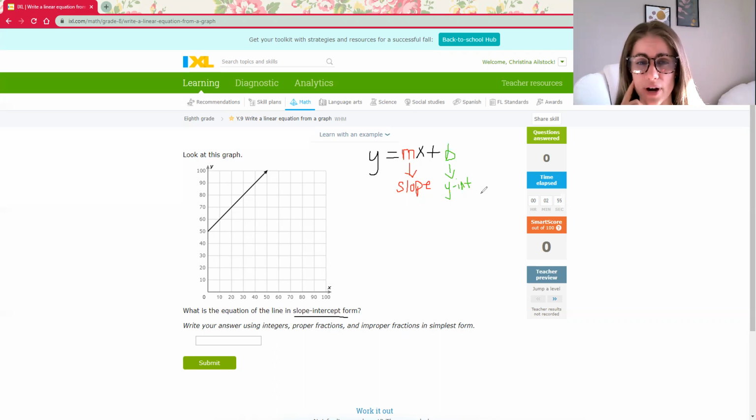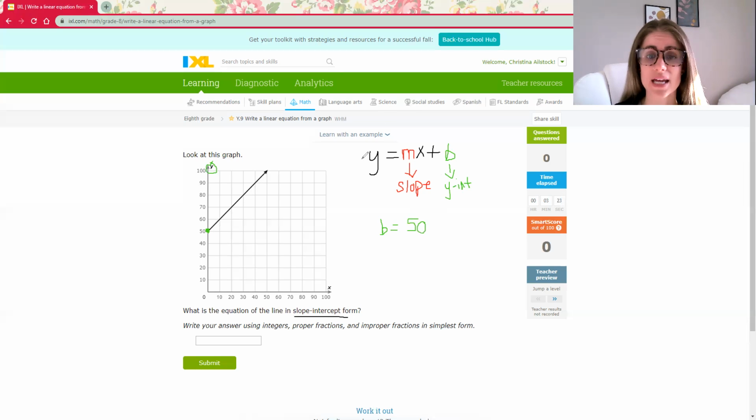Y-intercept, that's where the graph intercepts, where it crosses the y-axis. So right here we have the y-axis. So where does my graph intercept it? Ooh, this point right here at 50, which means our b, our y-intercept, is 50. All right, I'm halfway done. Now let's find the slope.